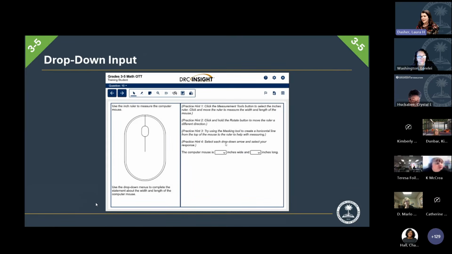The next item type is drop-down input. Students are expected to select their response from a drop-down list or drop-down menu. This item in the OTT is also where students in grades 3 through 5 are going to be using their measurement tool. I want to make sure it's clear that not all measurement items are also going to be TEs. In this example, they combine, but there will be some measurement items that are simply measuring something versus including a TE, a technology enhanced feature.